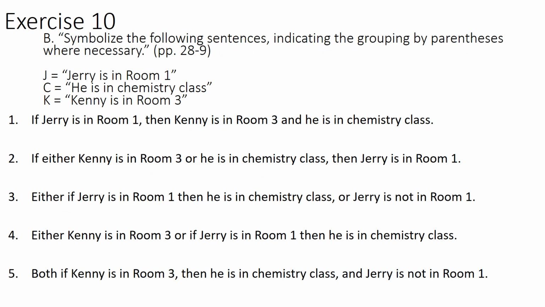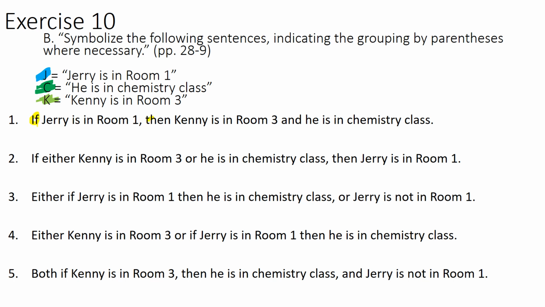Let's look at exercise 10, part B, from pages 28 and 29. We're to symbolize the following sentences indicating the grouping by parentheses where necessary, where J represents Jerry is in room 1, C represents he is in chemistry class, and K represents Kenny is in room 3. Let's look at number 1.